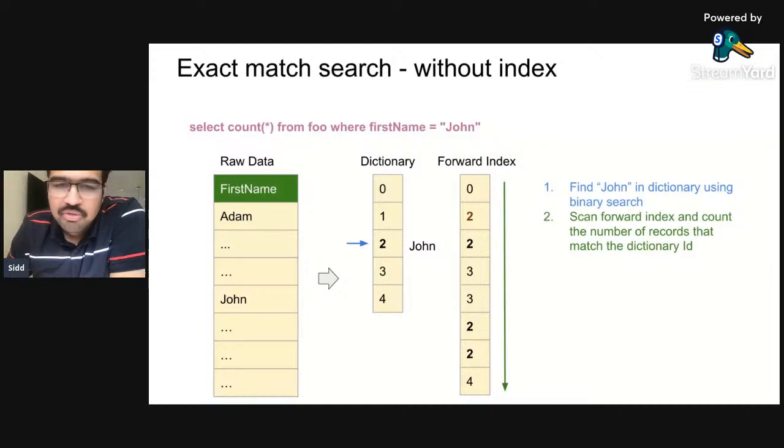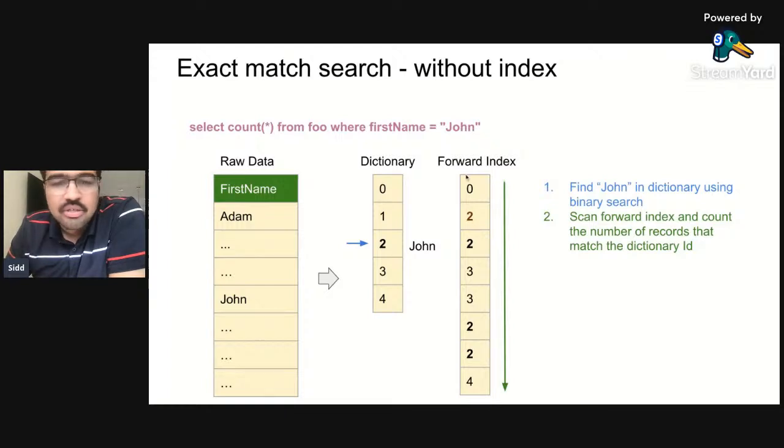Now what happens when we are evaluating this first name equal to John predicate is that we have a data structure in our Pinot segment format called the dictionary, where we store all the unique values in the column. The size of the dictionary is equal to the cardinality of the column. So we first find John in the dictionary using binary search. The dictionary is a sorted data structure, and you find the dictionary ID. In this case, the dictionary ID of John happens to be 2.